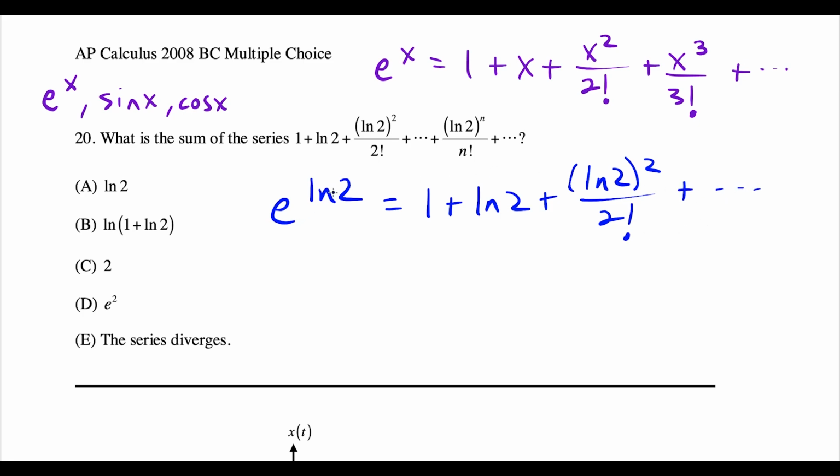And now, if we notice here, all you have to do is just simplify this. What is e to the natural log 2? Well, e and natural log are opposites, so they cancel out. So this is an expansion for 2. This would just simplify to 2, so this is going to be choice C.